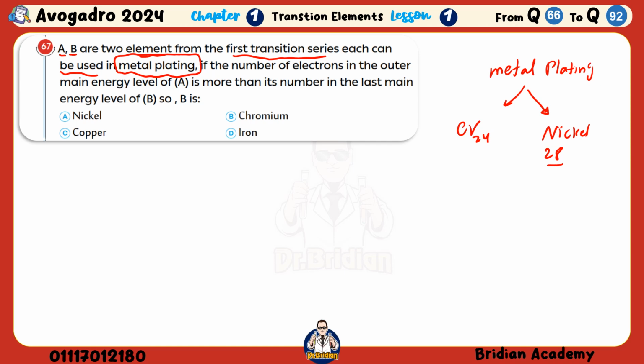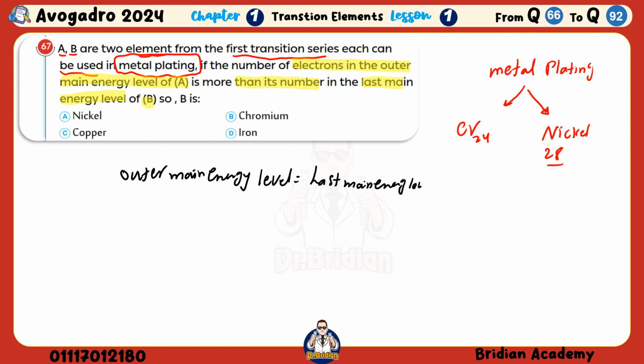If the number of electrons in the outer main energy level of A is more than its number in the last main energy level of B. The outer main energy level and the last main energy level are equal in meaning. They equal each other.